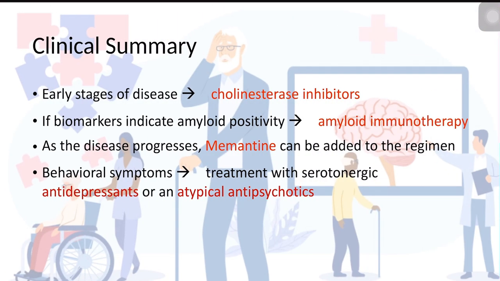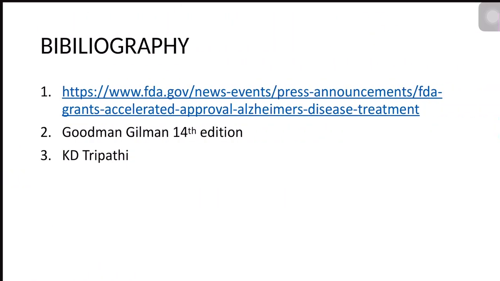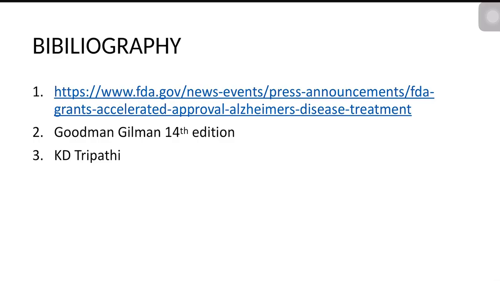Coming to the overall summary, in early stages of dementia we will be using cholinesterase inhibitors. If biomarkers indicate amyloid positivity, then amyloid immunotherapy. As the disease progresses, memantine can be added to the regimen. And for the behavioral symptoms, antidepressants or atypical antipsychotics can be added. Thank you.